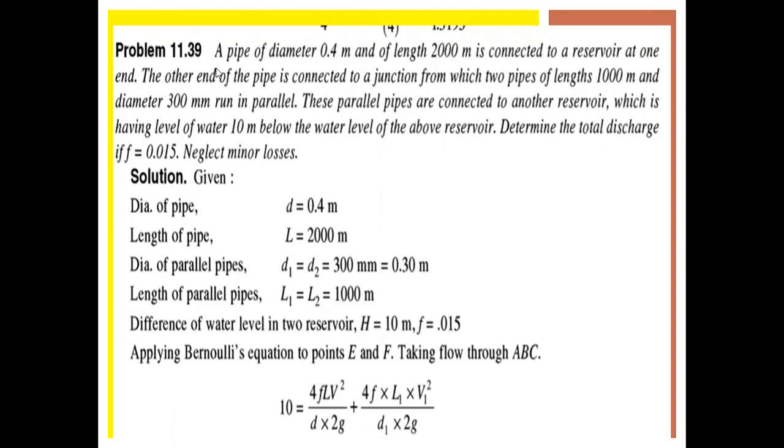A pipe of diameter 0.4 meter and length 2000 meter is connected to a reservoir at one end. Here you have 2 reservoirs like this. The other end of the pipe is connected to a junction, from which 2 pipes of length 1000 meters and 300 mm diameter run in parallel. These parallel pipes are connected to another reservoir, which has a water level 10 meters below the water level of the above reservoir. Determine the total discharge if the coefficient of friction f is 0.015, neglecting the minor losses.